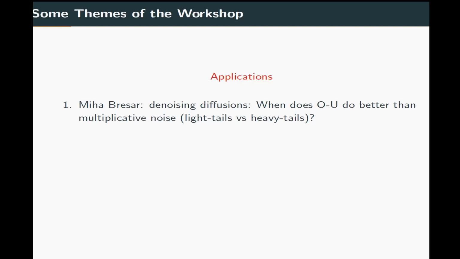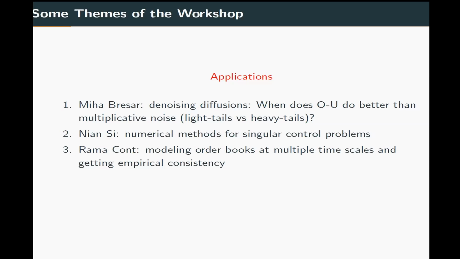So, okay. And then Yancy talked about numerical methods, which, I think, was the only representative talking about numerical methods. So I think Rami's is, in a way, a numerical method if you're trying to show convergence of discrete things to continuous objects for singular control problems that arise. And then Rama Khan talked about modeling order books at multiple time scales.